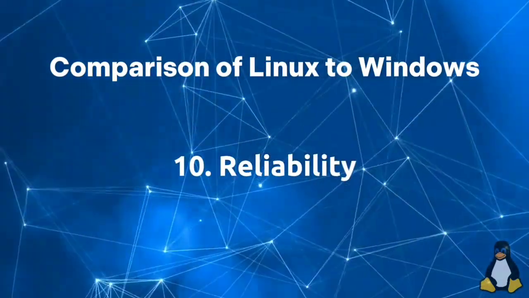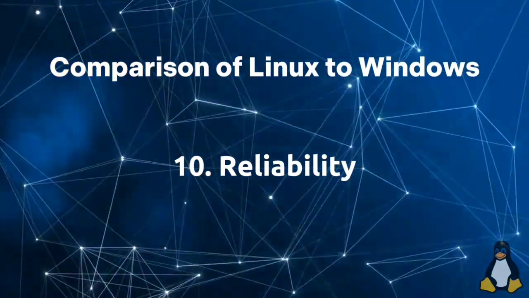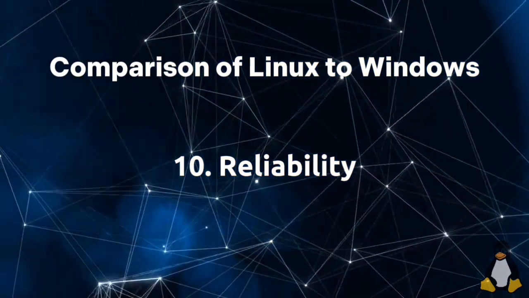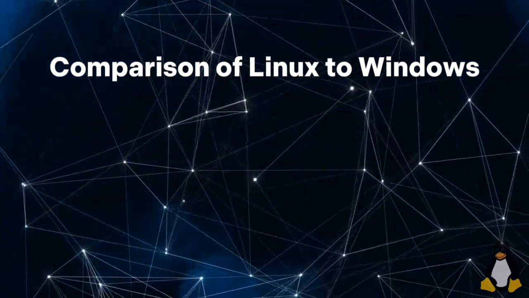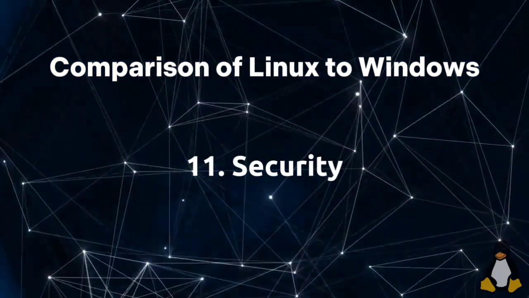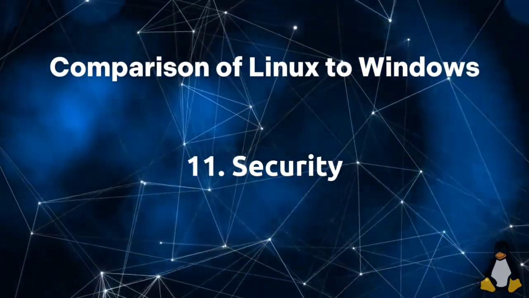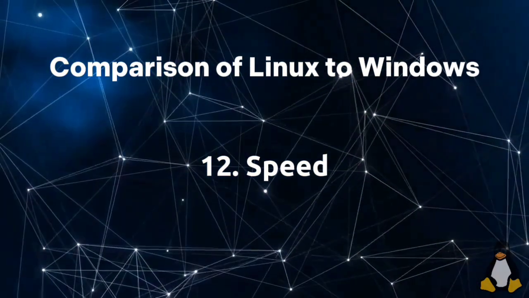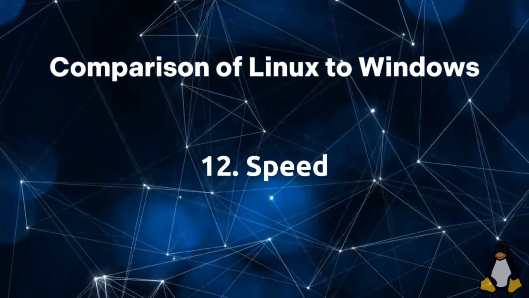Number 10, reliability. Even if Windows has become more stable recently, most Linux variants are still far more reliable in this regard. It's well known that Linux and its distributions operate incredibly steadily. Number 11, security. Malware and viruses are frequent threats to Windows systems. However, attacks against Linux systems are quite rare. Number 12, speed. Windows has been known for becoming slower with prolonged use, but Linux often operates very rapidly.